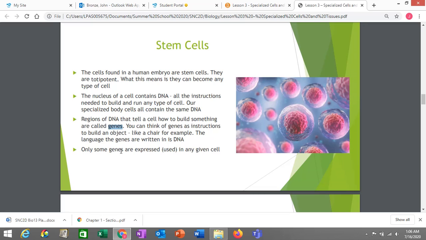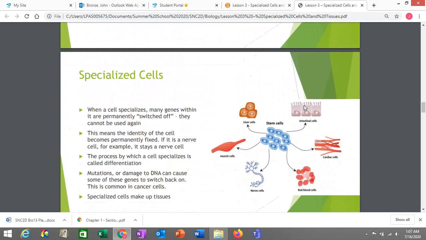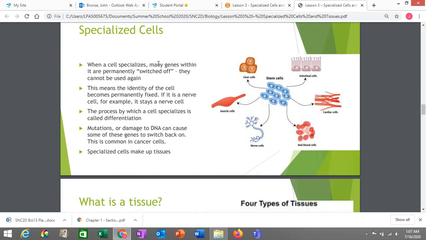Okay, so as we said, only some genes are expressed, meaning only some genes are used in any given cell at any given time. So when a cell specializes, like we said, genes become permanently switched off and they can't be used again, at least not normally. And that means the identity of the cell becomes fixed. So if it's a nerve cell, it stays a nerve cell.